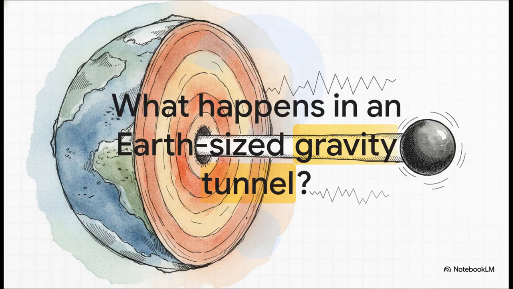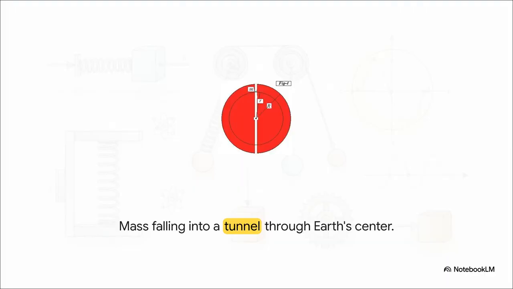Imagine this thought experiment derived straight from our source. You dig a tunnel straight through the center of the Earth, from one side all the way to the other. You stand at the edge and you drop a massive object straight down. What actually happens to it? As an object plummets down this tunnel, something wild happens. The amount of Earth mass pulling on it dynamically changes.